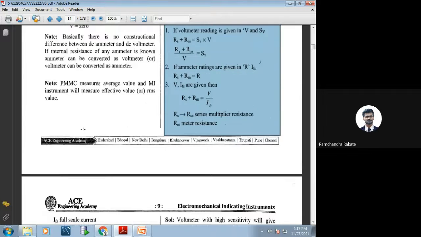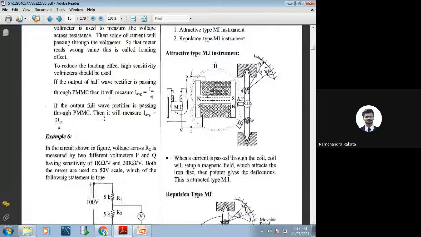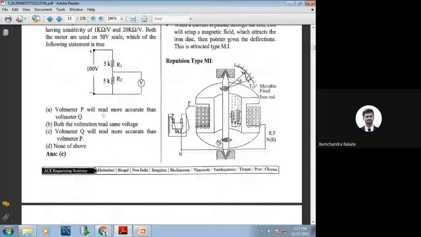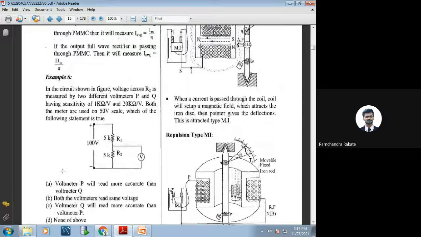Okay, now we'll move further. We'll look at one more example in the next session. See what the question is. Read out the question and let me know the answer. I'll hide the answer.